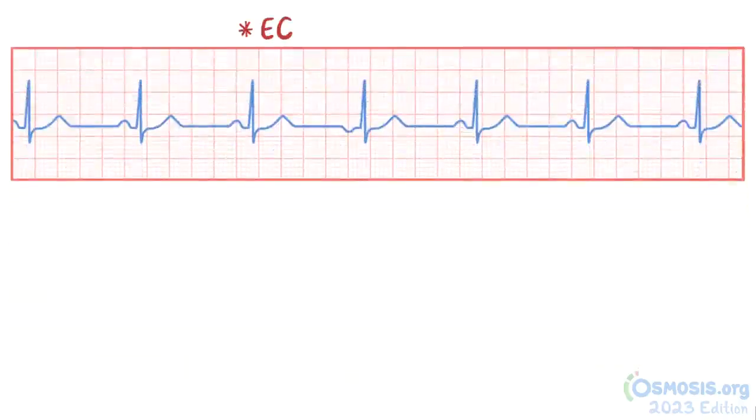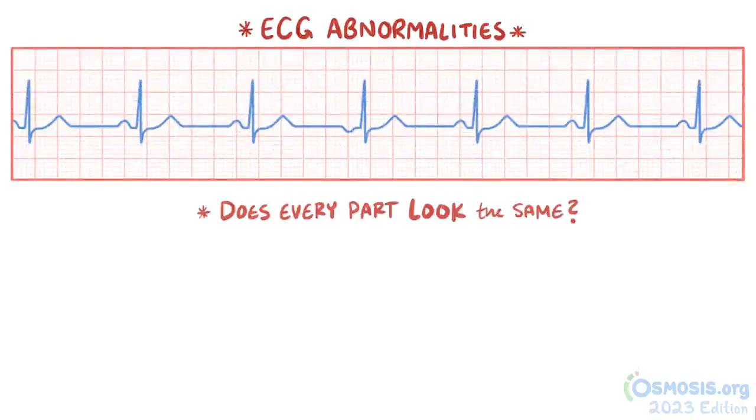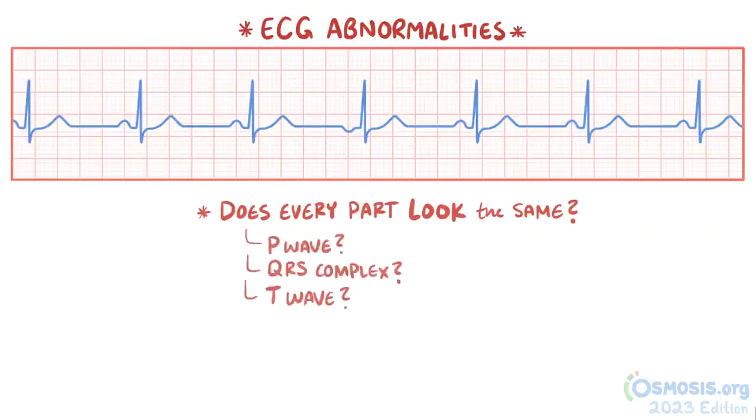To help identify ECG abnormalities, you can look to see if every part of the waveform looks exactly the same, which would include the P wave, the QRS complex, and the T wave. If not, it could mean that there's an ectopic beat, meaning that it might have originated from an abnormal spot in the atria or ventricles. For example, this first P wave is deflected upwards, and the second is deflected downwards, which would indicate that it's an ectopic beat.